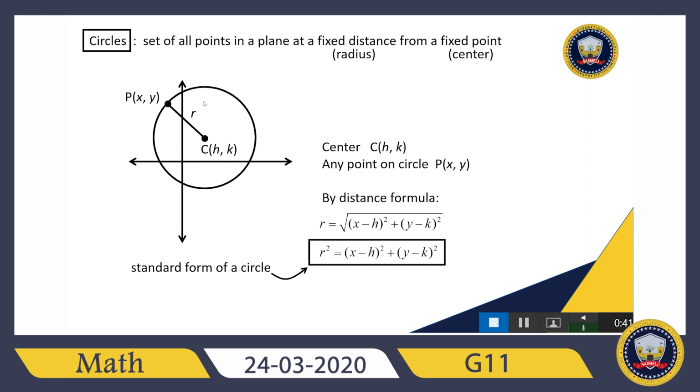And we can use this radius and this center to write the standard form of a circle equation. So we said that we can write r squared equals (x minus h), the x of the center, squared, plus (y minus k), which is the y of the center, squared. So by using this standard form of the circle, we can write mathematically any circle on the plane.